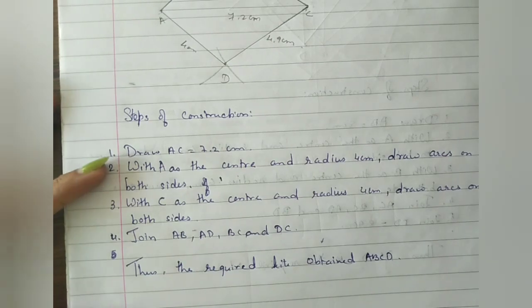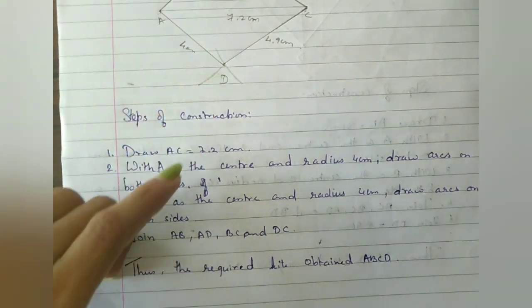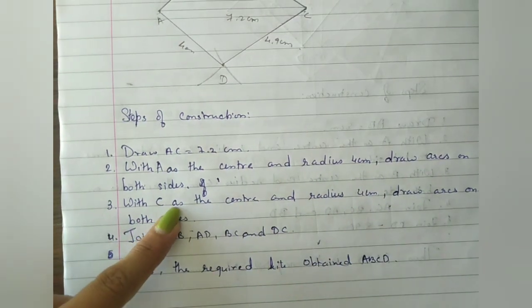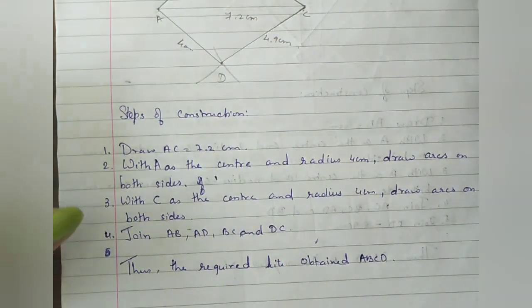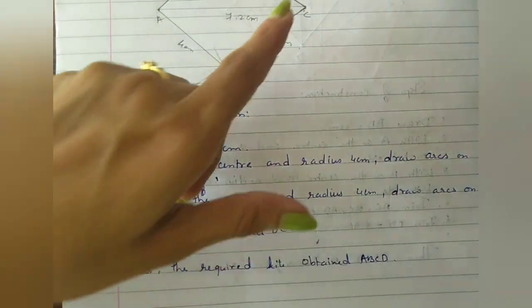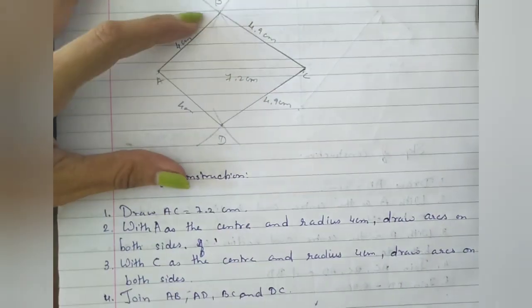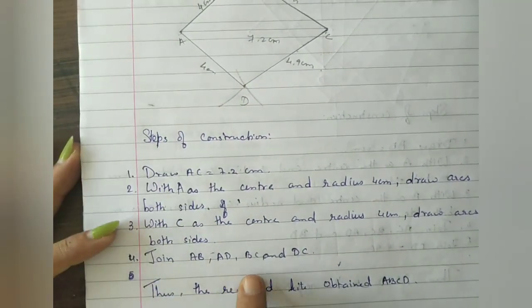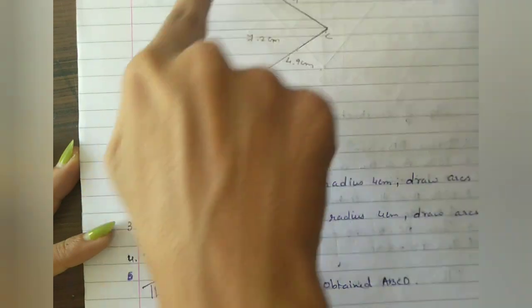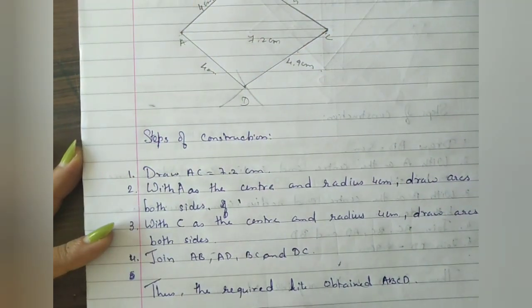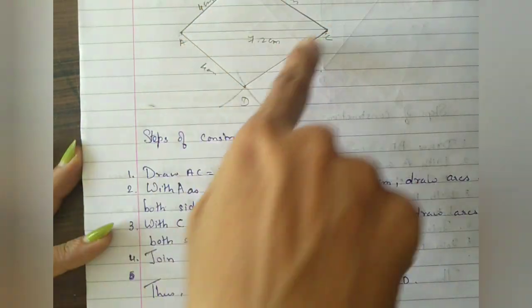Now let us write the steps. First, draw AC, which is 7.2, with A as center and radius 4 cm. Draw arcs on both sides. Then with C as center and radius 4.9 cm, draw arcs on both sides, upper and lower. Then last, join AB, AD, BC and DC. Thus the required kite ABCD is obtained.